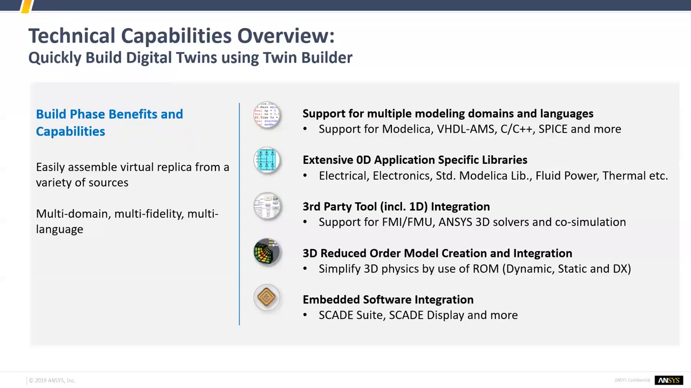Another technique to bring in the 3D model is called reduced order model, which allows you to simplify your 3D physics without compromising on its accuracy. These reduced order models are very fast and can be used in system simulation. And finally, we also allow embedded software integration. You can bring in the software and do complete model in the loop or software in the loop simulations.